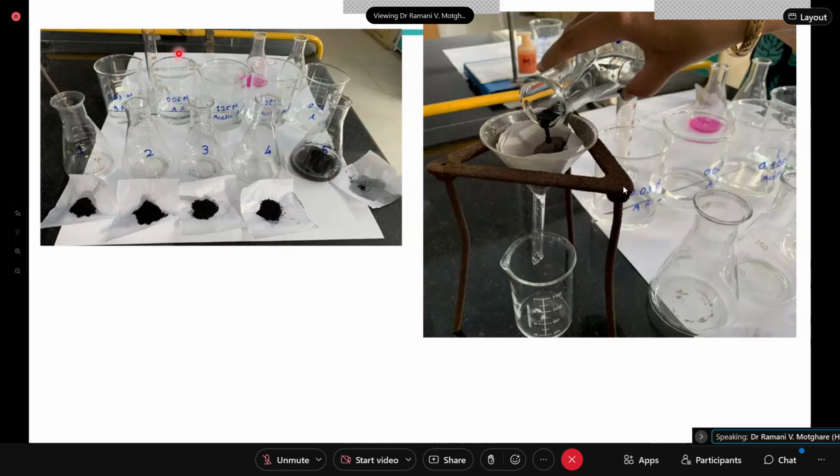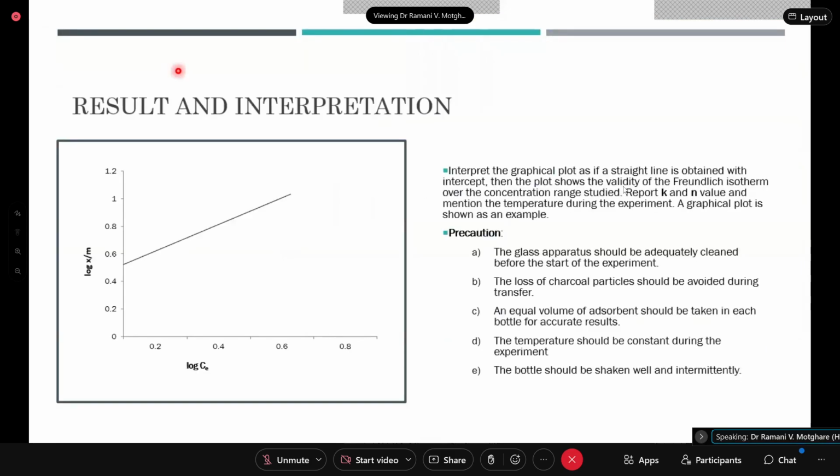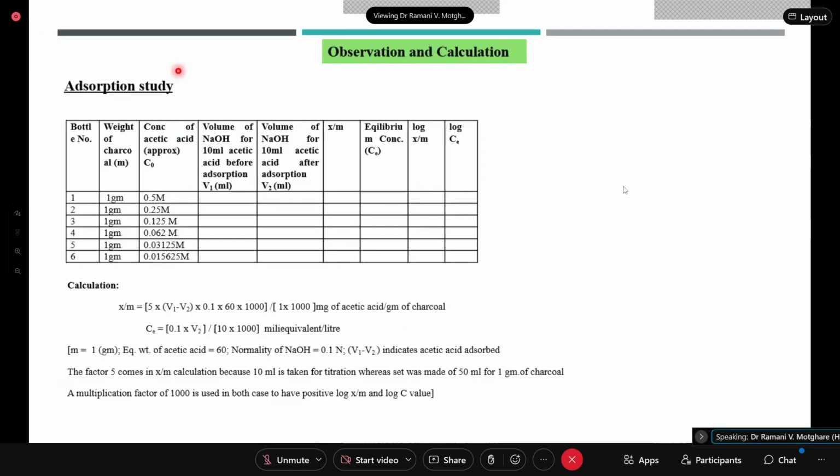Now these are the original solutions. These original solutions of acetic acid have to be titrated with NaOH solution. Okay, so that is what is mentioned here. Now this is the approximate concentration. Okay, so you have to take 10 ml of this solution as I have shown you, and add the indicator and titrate with NaOH solution. So whatever is the volume for 10 ml, you have to write the volume here.